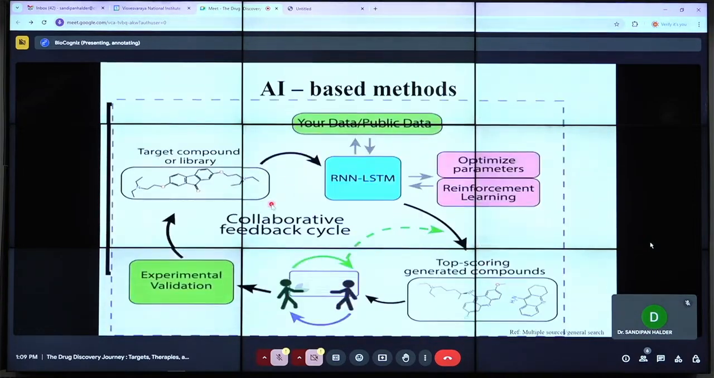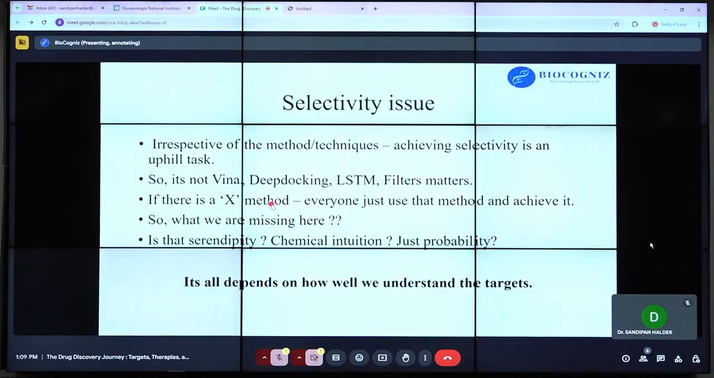So there are several AI-based methods. I'm skipping this because we have discussed it already. Now come to the actual question of today's interest: how are we achieving the selectivity? If you look into the methods which I have briefly described today, and which we elaborately discussed yesterday, you see one thing.